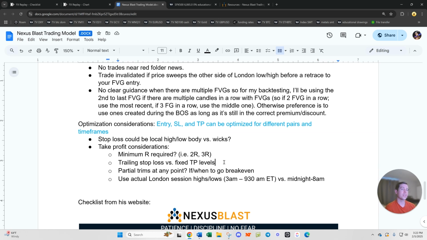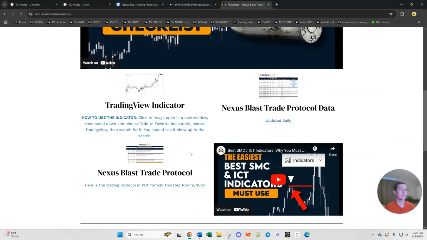There might be some opportunities for trailing stop loss versus just taking it all off the table at 2R, and then also you could play around with when to use partials or potentially, if or when to go break even. And probably the last consideration is using the actual London session, which is currently 3 a.m. to 9:30 a.m. Eastern, instead of his simplified midnight to 8 a.m. window.